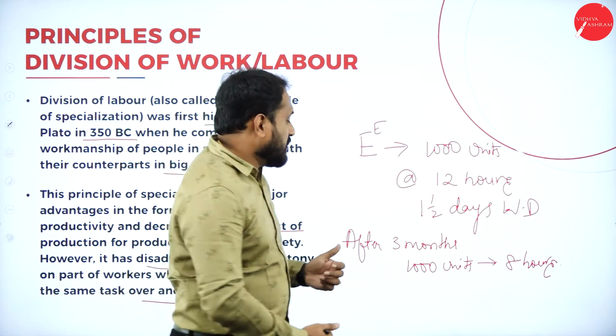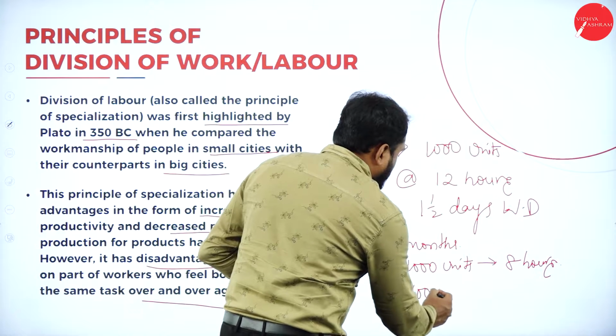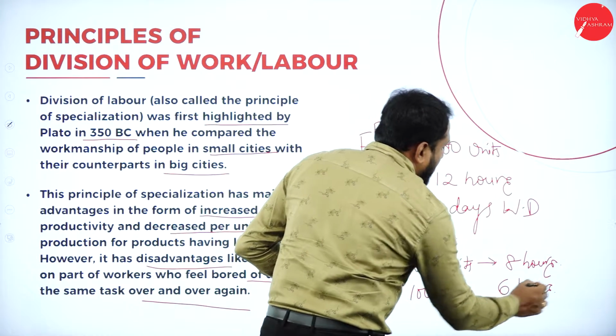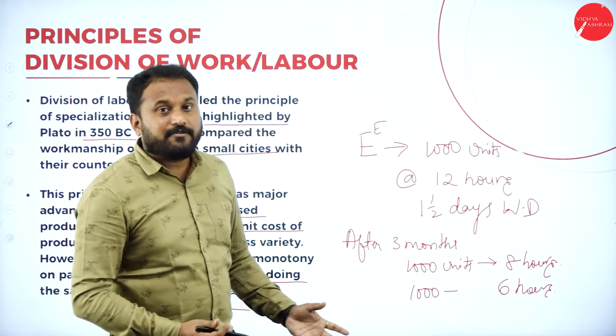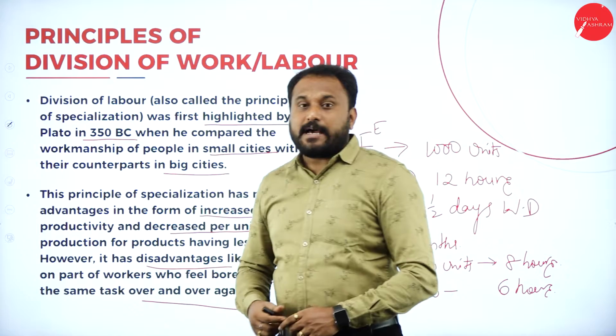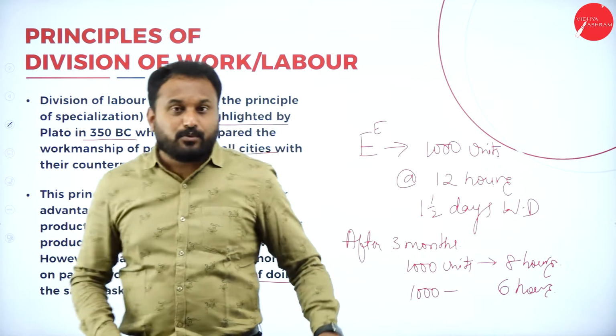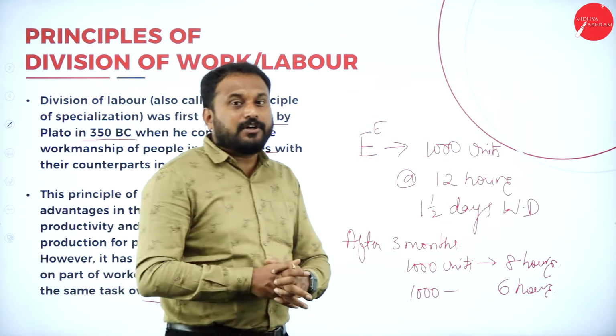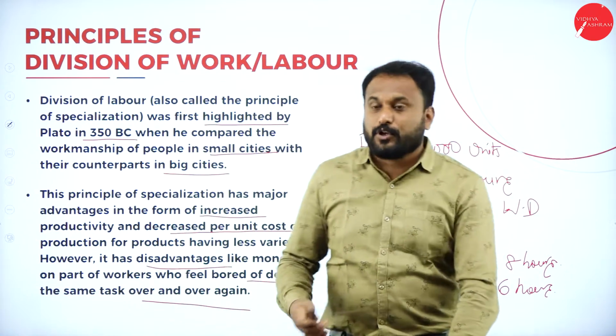That means 1000 units can be produced within, say, 6 hours. The reason is he gets specialized in doing the same work. So that is what the merit is. Now the demerit is that apart from that work, he cannot do anything else. That is what the division of work, or the division of labor, goes with.